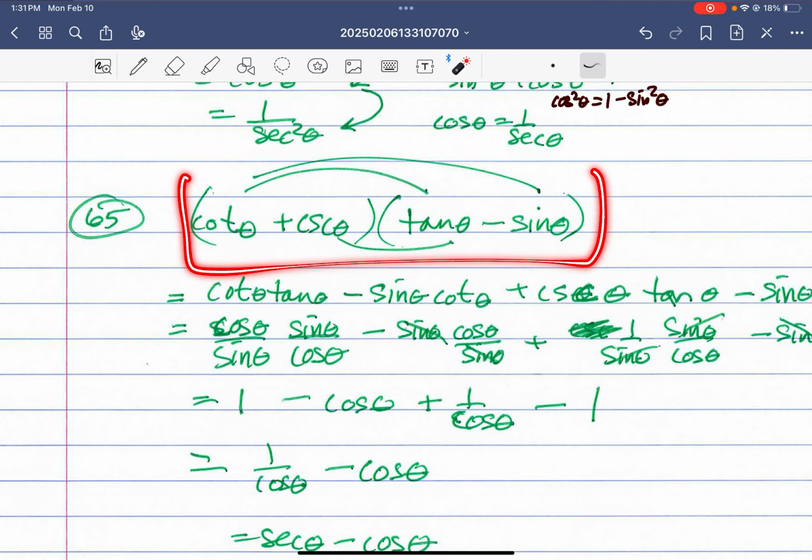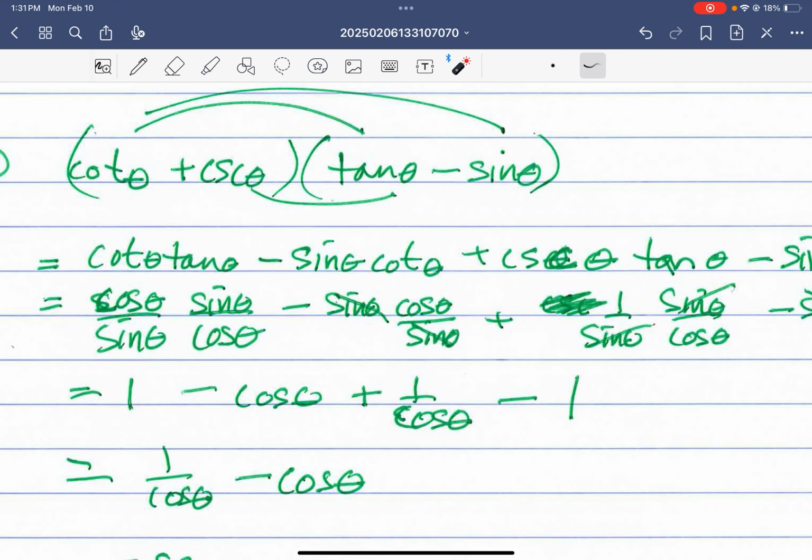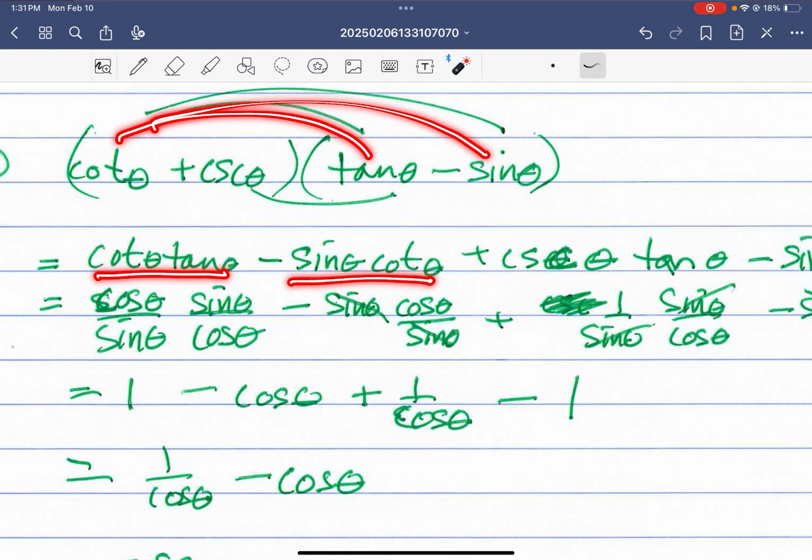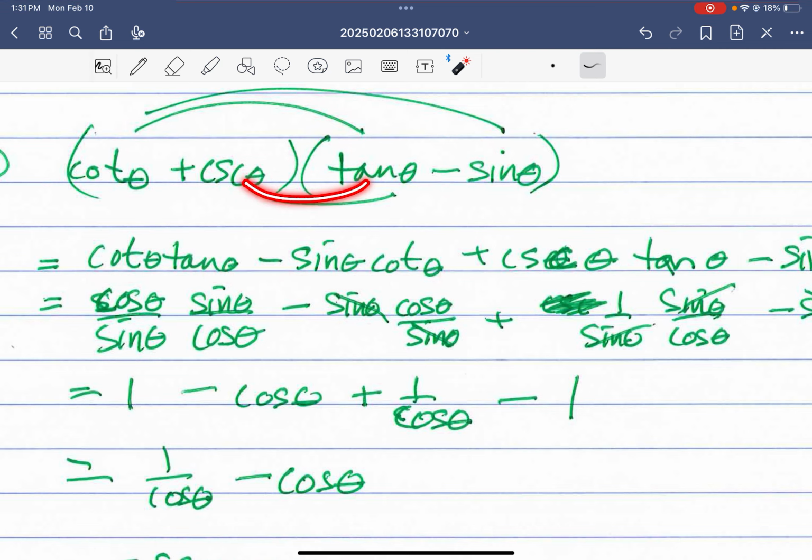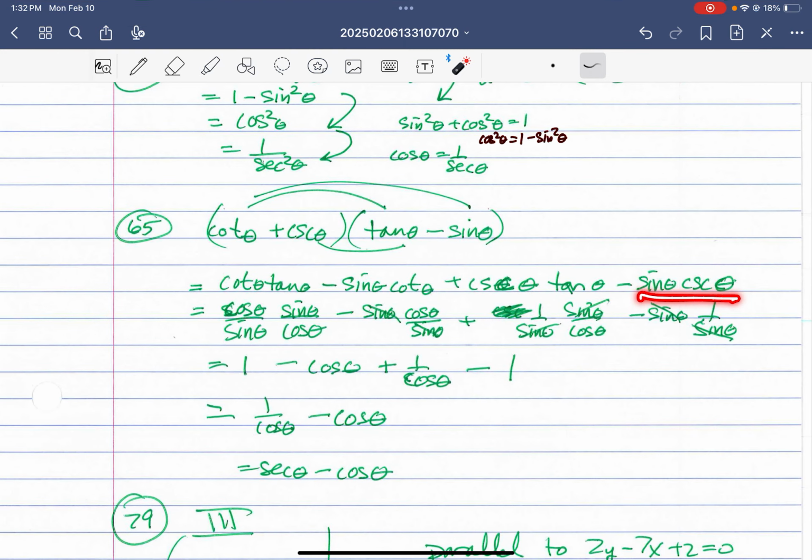Here, instead of turning everything into sine and cosine first, it turns out in this problem, it's easier to first just FOIL it out. So this times this gives me this, and this times this gives me that. We're just doing the distributive law twice. This times this, I get that, and this times this, I get my last term.